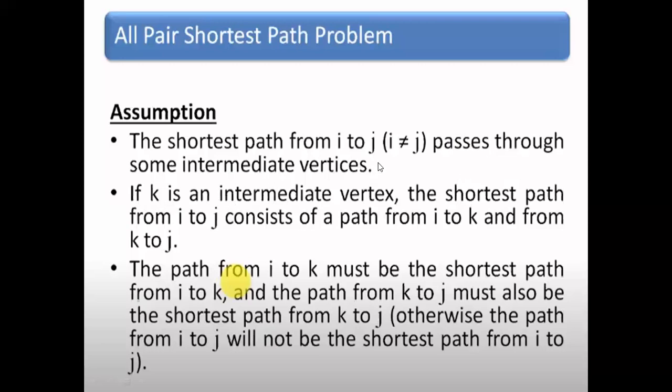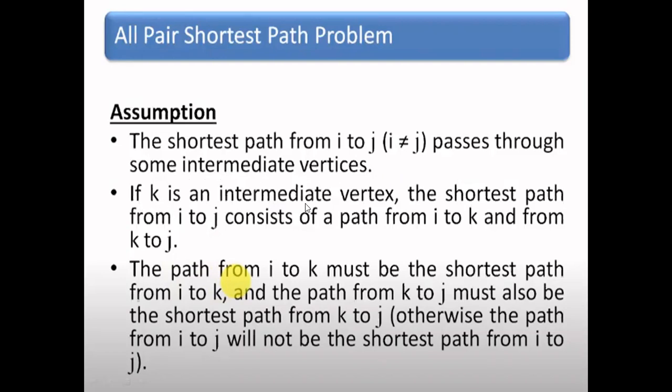Suppose to find the shortest path from I to J, the path must go through a vertex K. K is either 1 or 2 or 3 or 4. The shortest path must go through some intermediate vertex, that is, either vertex 1 or 2 or 3 or 4.